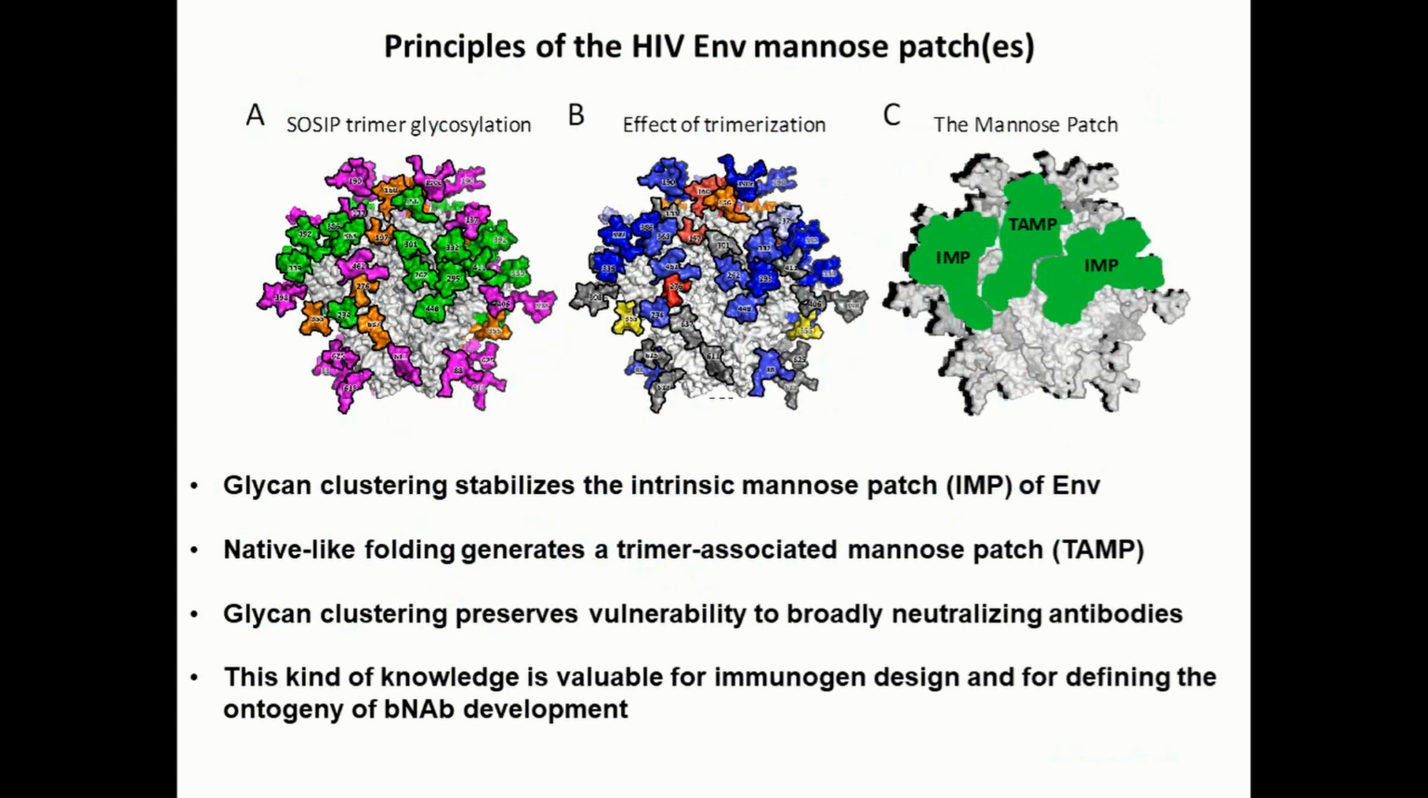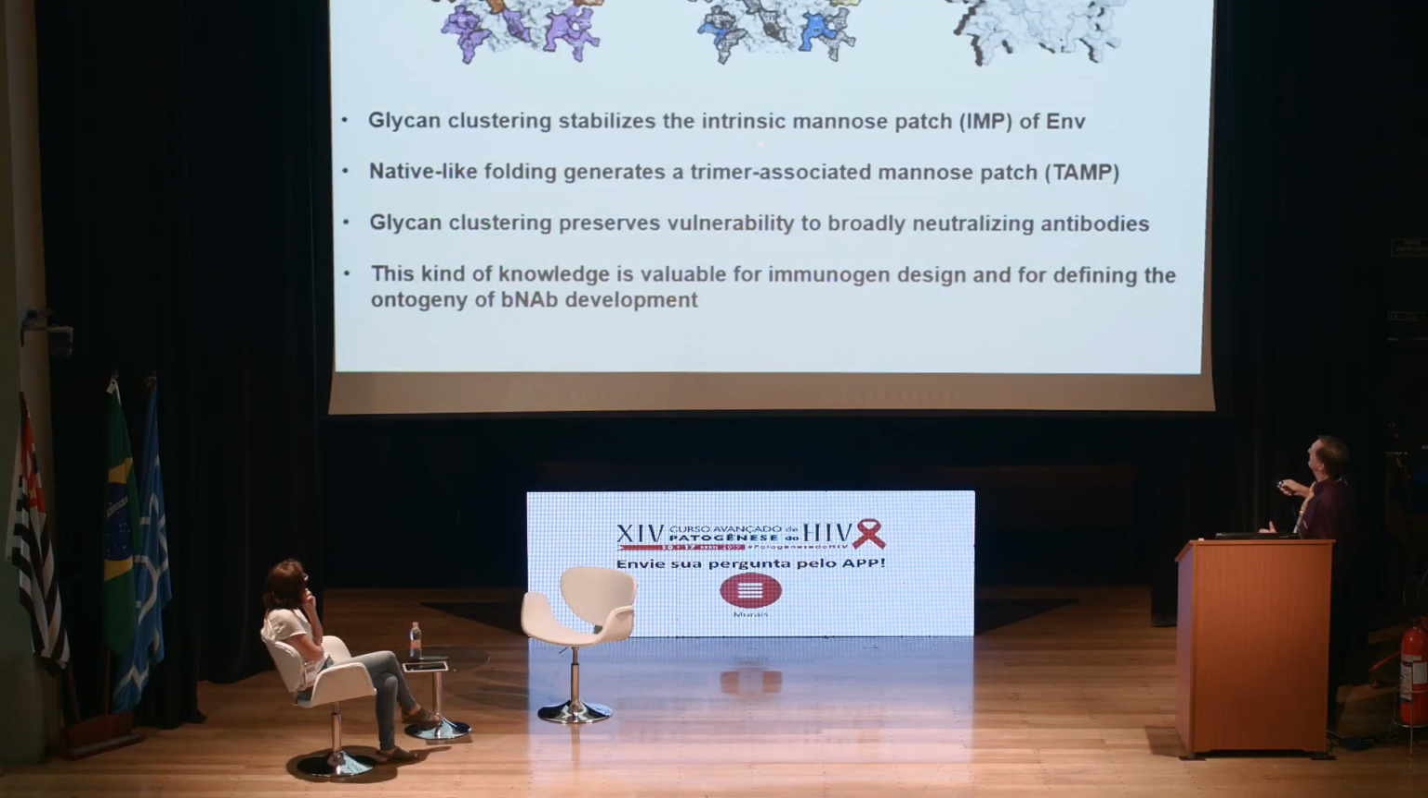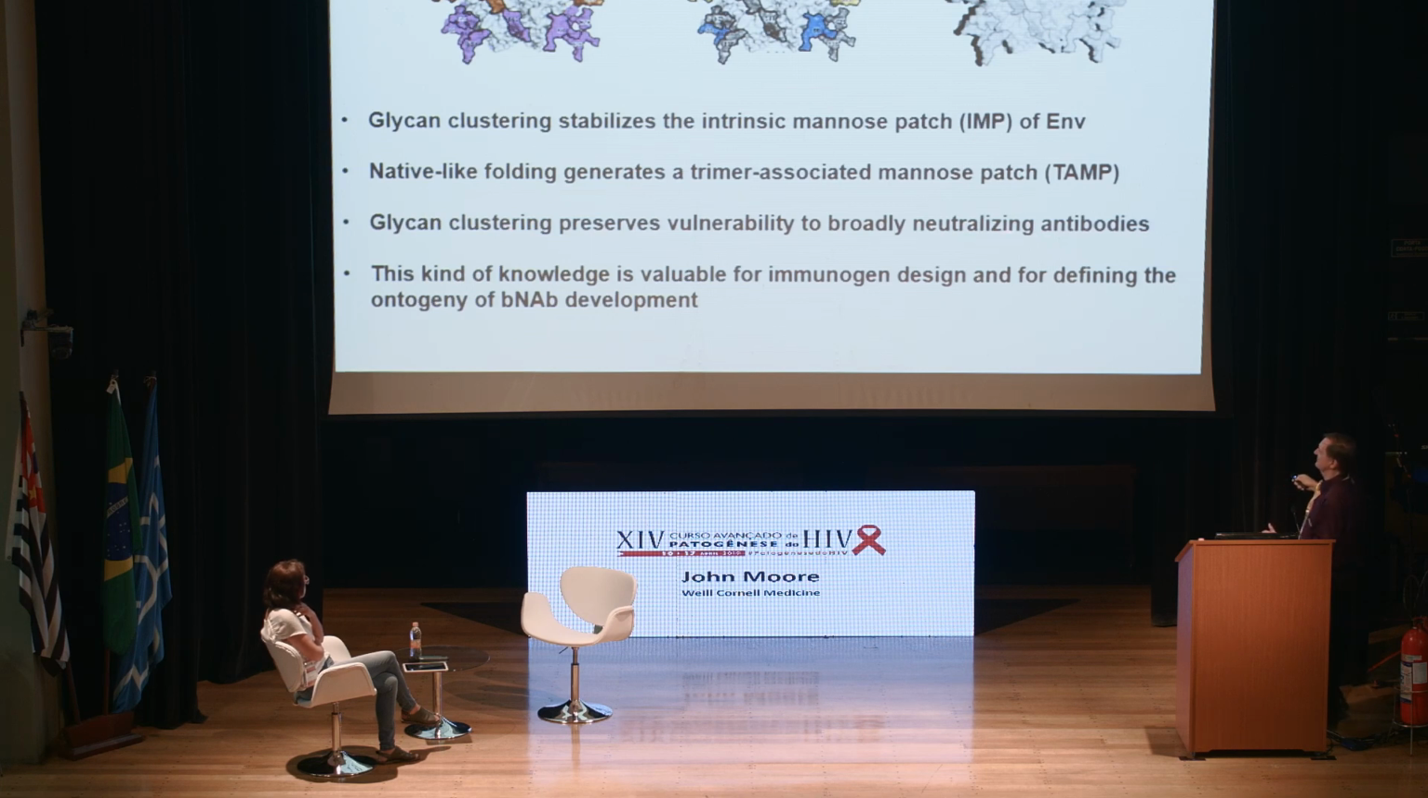The glycosylation is affected by trimerization. And the mannose patch, what we call the intrinsic mannose patch, is present on GP120, but the TAMP is the trimer-associated mannose patch, which is unique to trimers. So the high oligomannose TAMP region is only present on trimers. Glycan clustering stabilizes the intrinsic mannose patch, the IMP, which is this region. Native-like folding generates the trimer-associated patch, the TAMP, and glycan clustering preserves the vulnerability to broadly neutralizing antibodies.